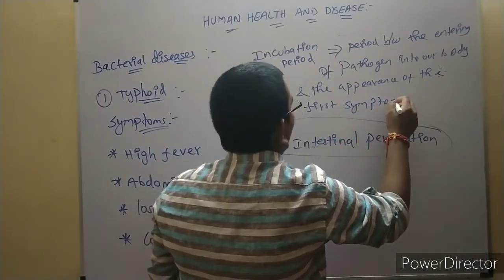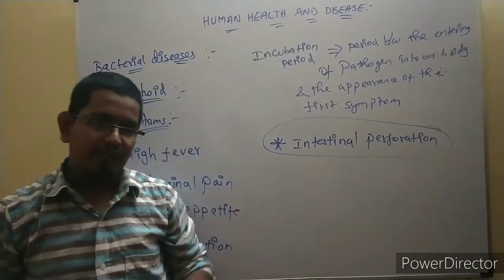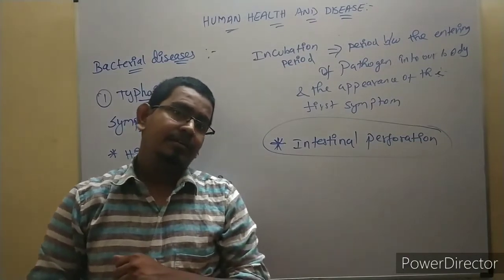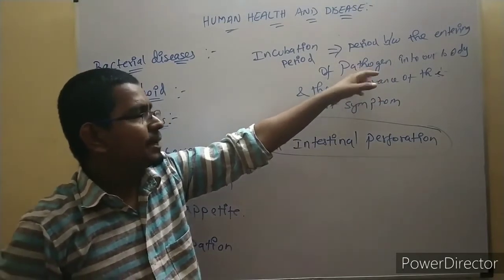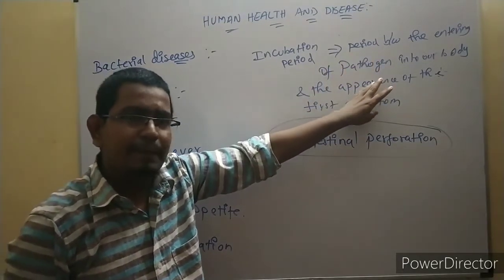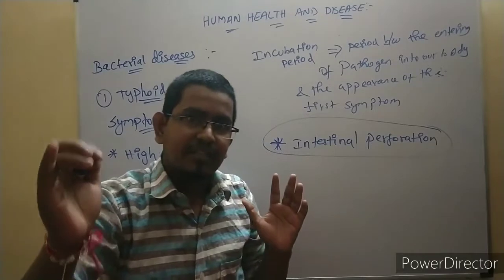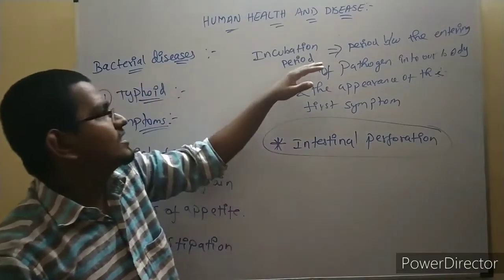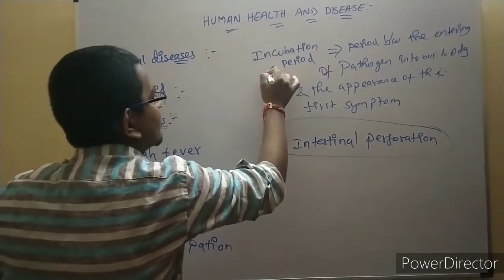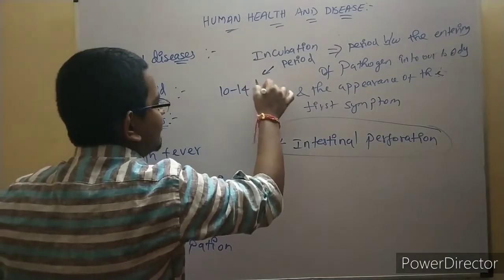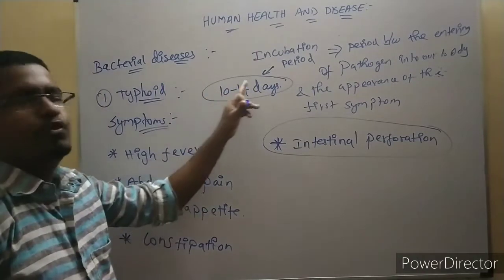So what does incubation period mean? Once the pathogen enters into our body, it will multiply, it will replicate by getting the nutrients from the host. After some time, the symptom will appear. The in-between period, from when it enters the body until the symptom appears, is known as the incubation period. Right, what is the incubation period for typhoid? Nearly 10 to 14 days. In some books they have given 8 to 14 days. But on average, you can take it as 10 to 14 days.